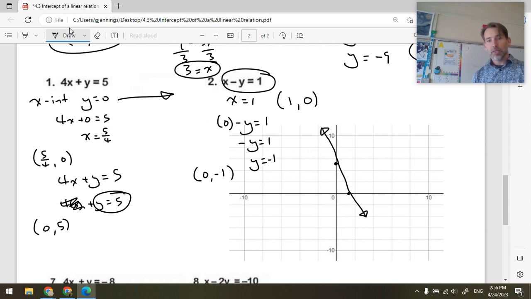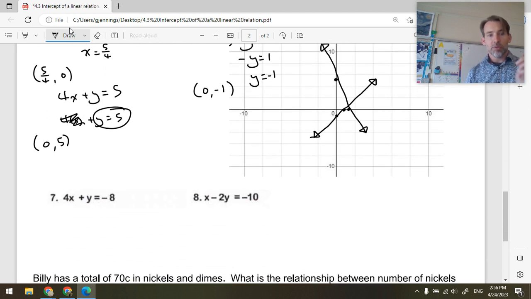So now I can graph those 2 points. Here's the point 1, 0. And here's the point 0, -1. And then I join those with a straight line. There's my graph of that linear equation. Now let's keep going with a couple more examples.